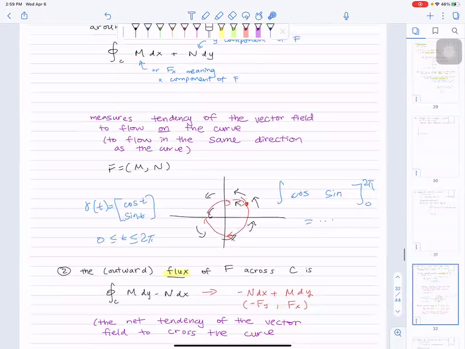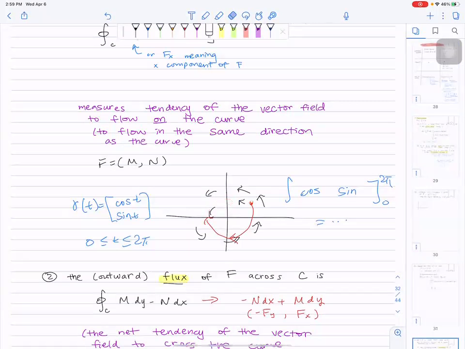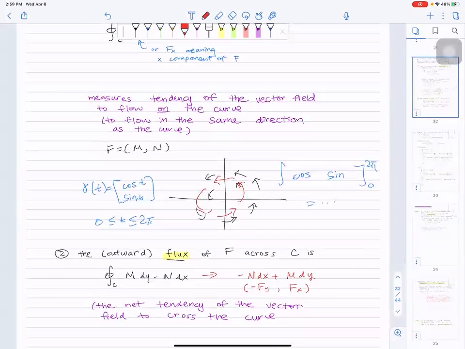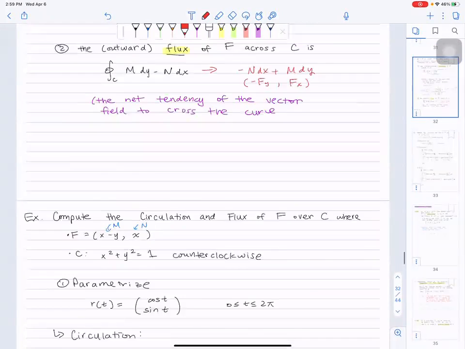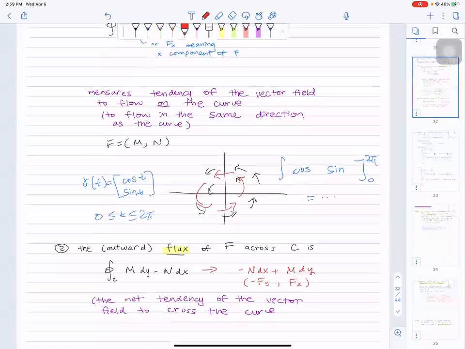Okay, and say this red path was traveling in the same direction. As I said, your circulation would now be positive. Okay. Any questions before I do the theorem?